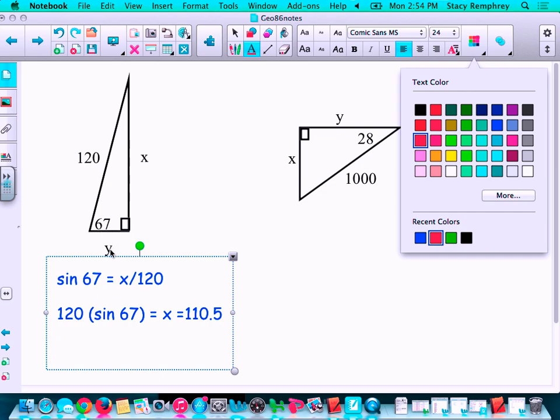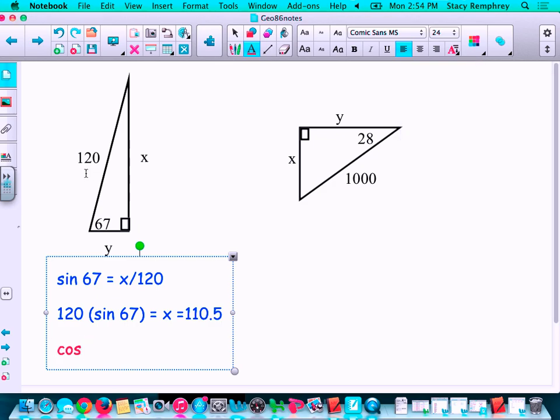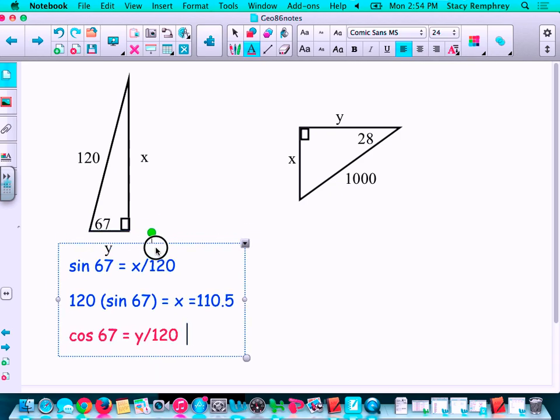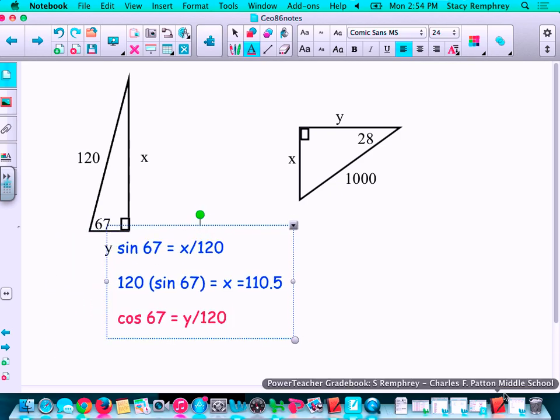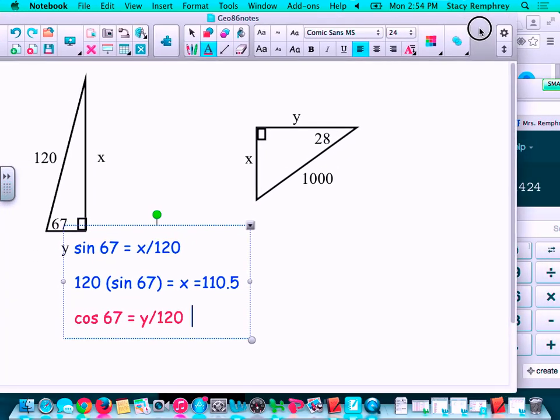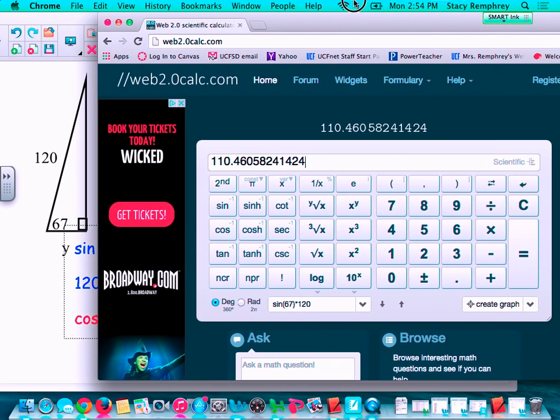So for 67, I'm solving for y. Y is adjacent to 67, and I'm going to use the hypotenuse I was given. So I'm going to say the cosine of 67 equals y over 120. Then I'm going to multiply both sides by 120. Okay, so I'll come back to my calculator. I'm going to clear that. I'm going to say cosine of 67 times 120. You can see right here, and I get about 46.9.